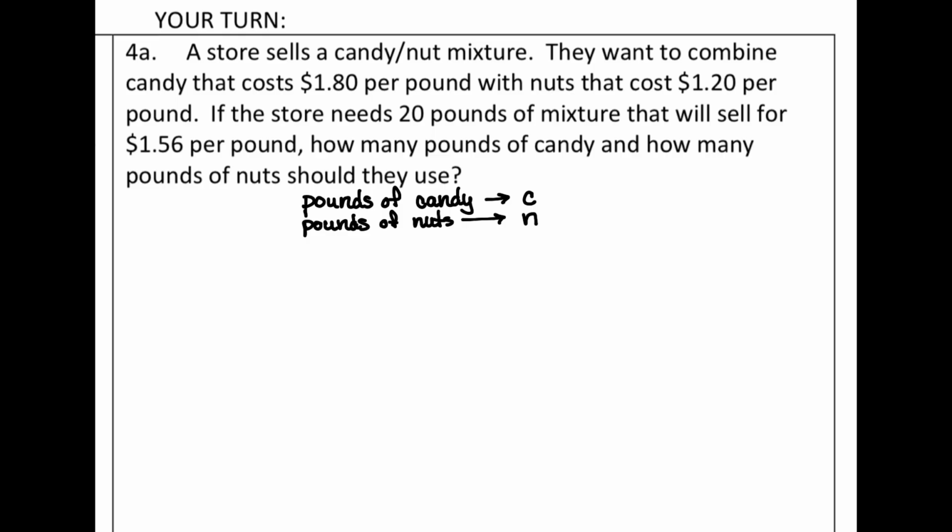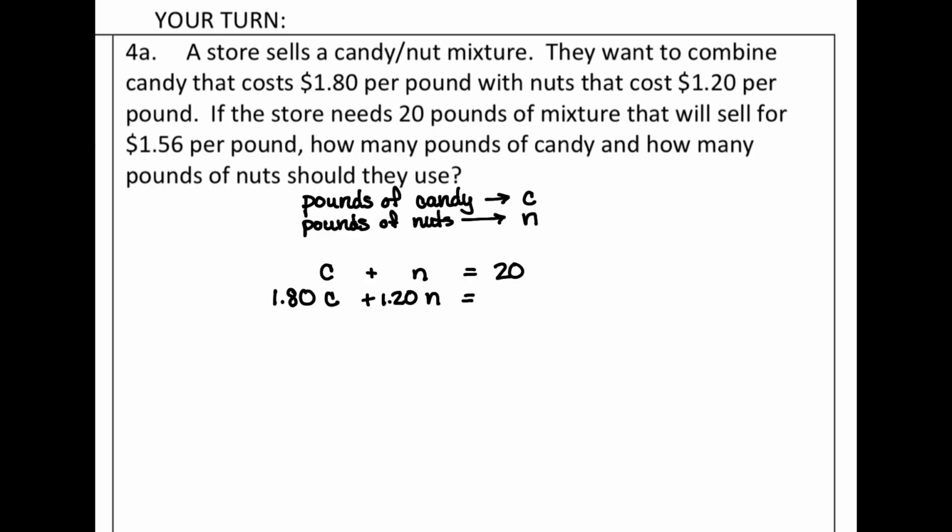So now let's come up with the two equations. Okay, they want to combine candy that cost $1.80 a pound and nuts that cost $1.20 a pound, and they need 20 pounds. Okay, so candy plus nuts is going to equal 20 pounds. Okay, candy is $1.80 a pound. So 180 C, and again, I'm just going to put the zero because I know it's money, and $1.20 per pound for the nuts. So 120 N.